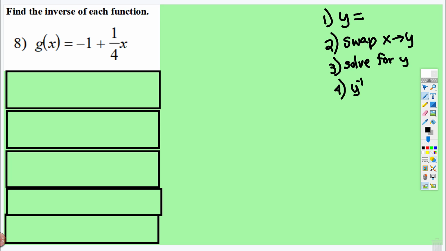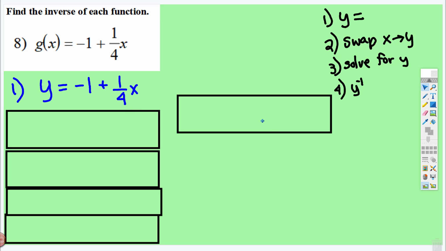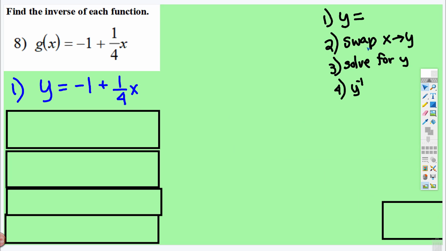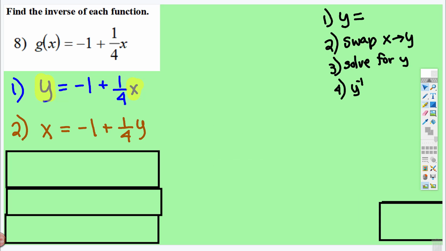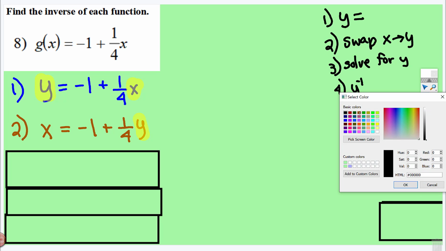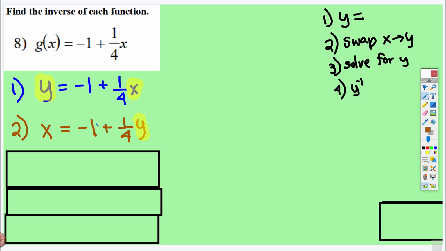So first thing we're going to do is rewrite g of x as y is equal. That's all I did. The next step, we're going to swap the x's and the y's. So this y and this x swap. Not the numbers attached, just the variables x and y. And now our objective is to get the y by itself. The first thing that you're going to do is add this 1 to both sides.